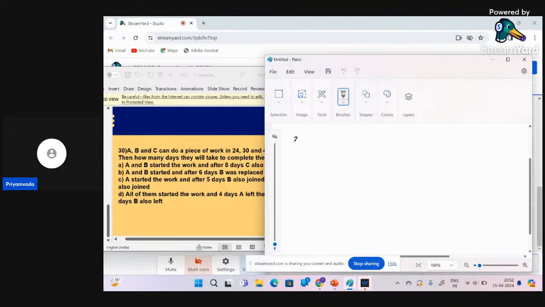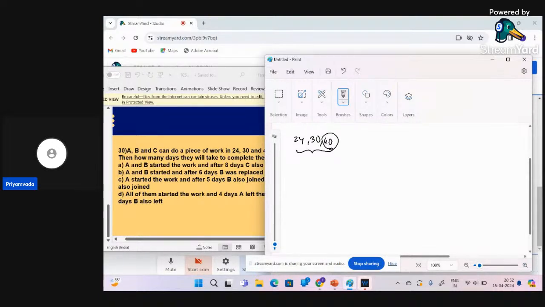So 24, 30, and 40. These are the time taken by A, B, and C. Now, first of all, we'll calculate the LCM of all of these. What we'll do is take the bigger number, 40. What is the multiple of 40?